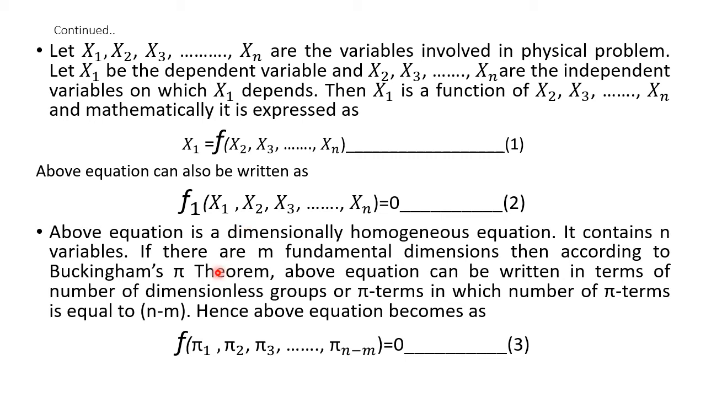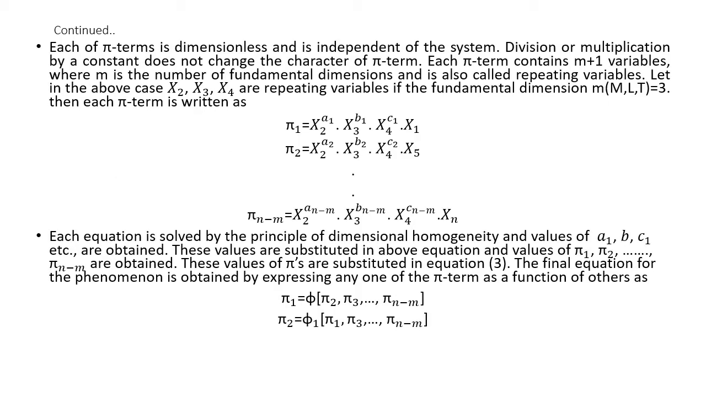Okay, so our pi terms will be pi 1, pi 2, pi 3 up to pi n minus m. Each pi term is dimensionless and is independent of the system. So pi 1 is equal to x2 to the power a1. You can just go through this. Basically here he has explained the procedure, how to get the non-dimensional parameters, the steps of the Buckingham Pi theorem. We'll understand this in a better way when we go to the examples.